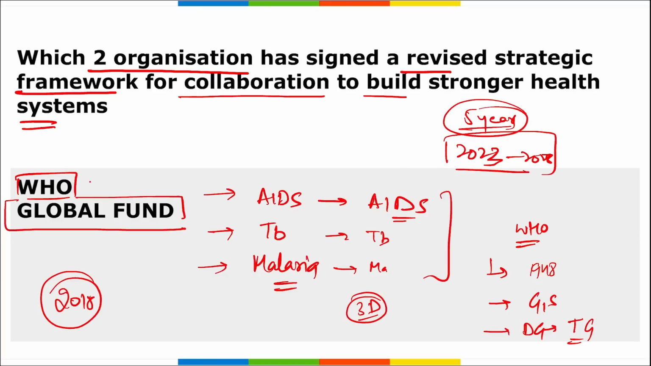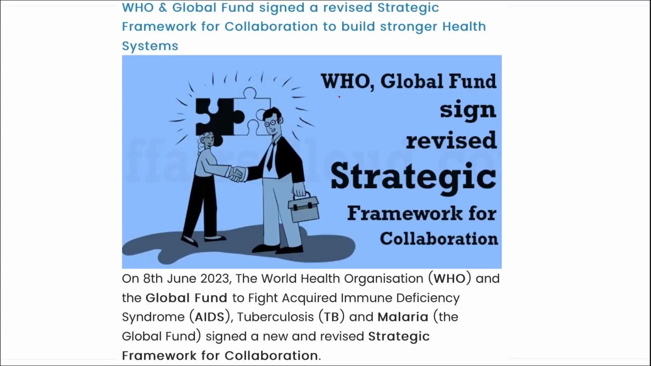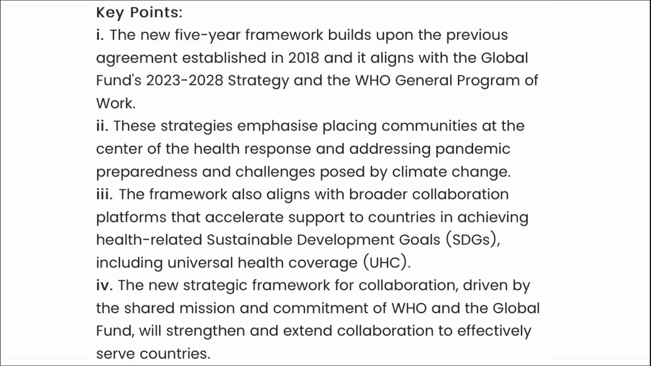system stronger, and for this a strategic framework for collaboration was done between WHO and Global Fund. Next, here you can see it is your WHO and Global Fund. Next, here you can see this is the new 5-year framework that builds upon the previous agreement that was launched in 2018, and it aligns with the Global Fund's 23 to 28 strategy and WHO's general program of work.